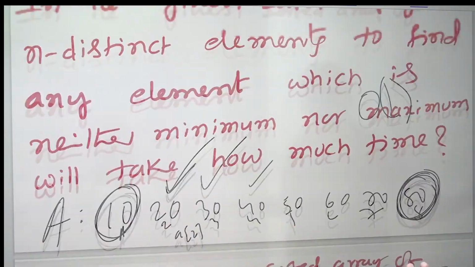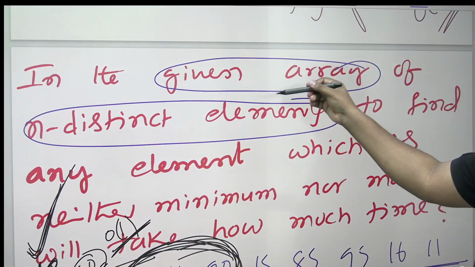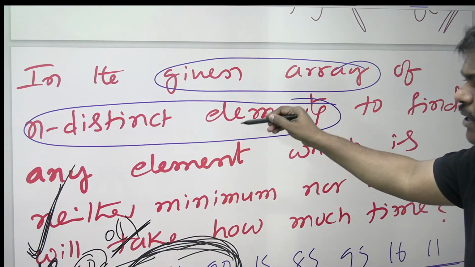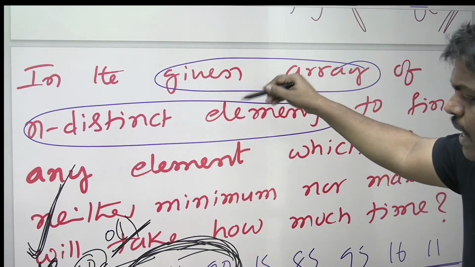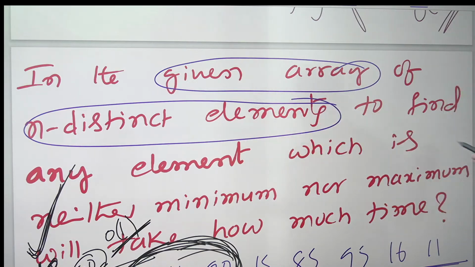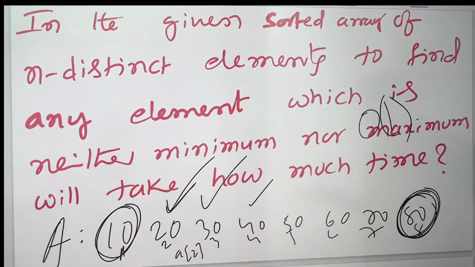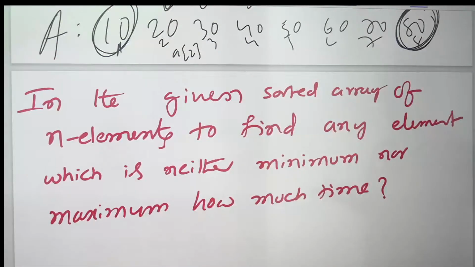This is also constant. In the previous problem, minimum finding is n time, maximum finding is n time, but neither minimum nor maximum is constant. But in this problem, minimum finding is 1, maximum finding is 1, and neither minimum nor maximum is also 1. Right? Fine.